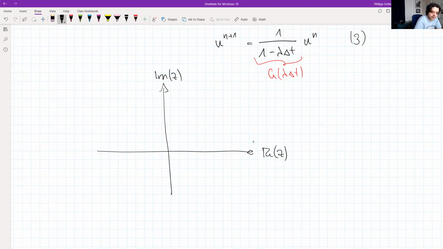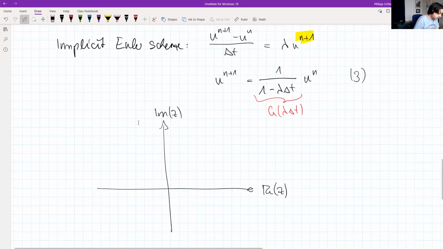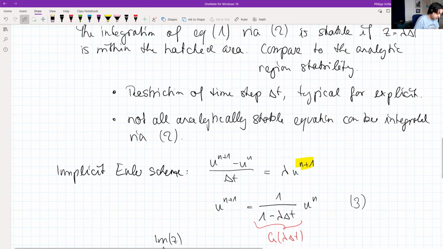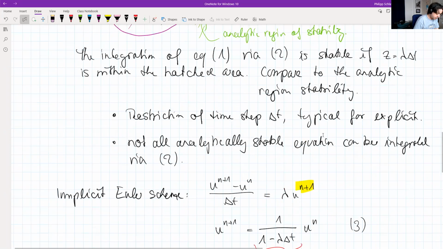Well, it turns out, and can you please explain the last point again about the integration? Now I don't know what last point you mean. The one before the implicit, you said that for the integration, it's not the last point that you wrote. Yes. Not all analytically stable equations can be integrated via 2.